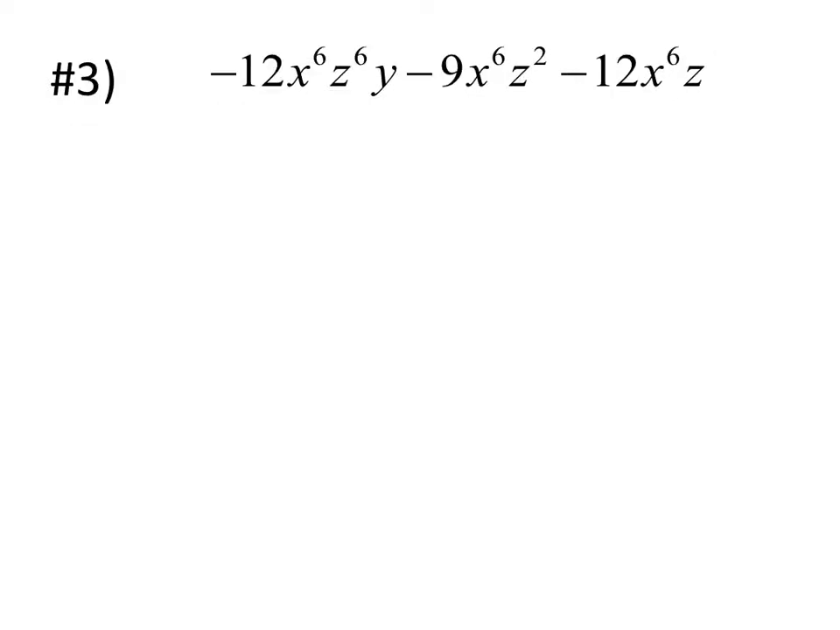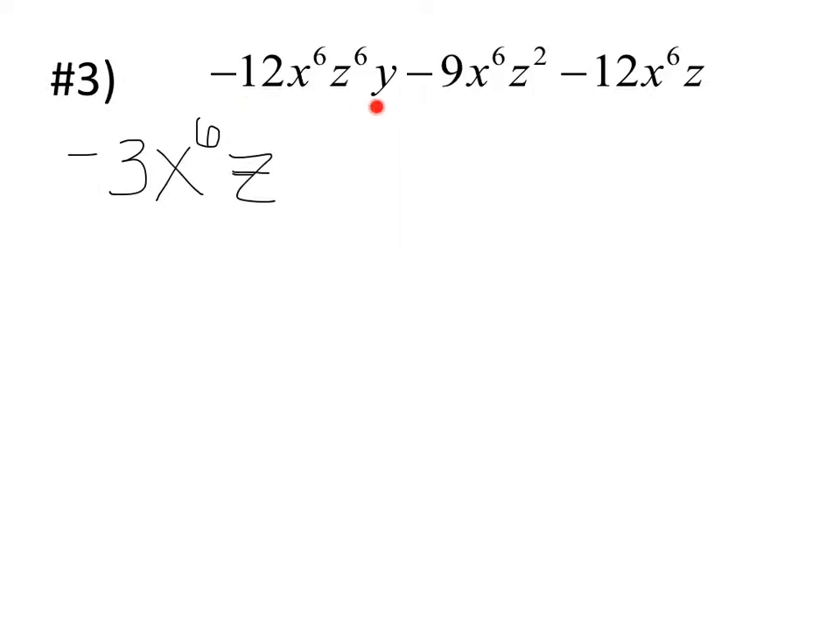Okay, so we have negative 12 x to the 6th z to the 6th y minus 9 x to the 6th z squared minus 12 x to the 6th z. So again, look at your coefficients. We've got negative 12, negative 9, and negative 12. So they have in common a negative 3, so I'm going to factor that out. And then looking at the x's, I've got 6 here, 6 here, and 6 here, so I'm going to take all 6. And then we've got 6 z's, 2 z's, or 1 z. So the highest number I can take is 1 z.